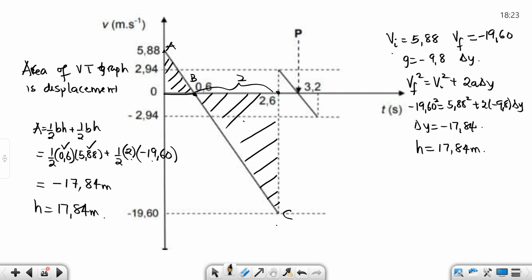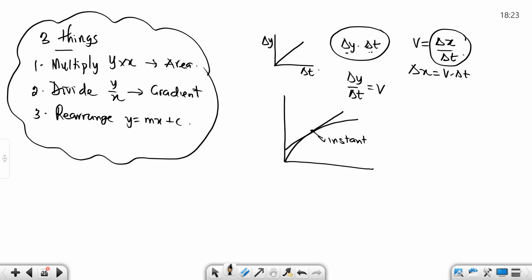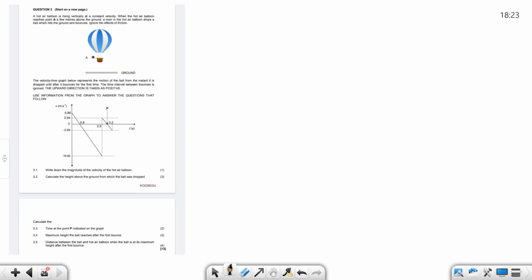Negative 19,60. Yes. Because we are dealing with displacement. Displacement is a vector quantity. So the negative comes into play. Okay, people, let's quickly answer the rest. We're just remaining with this small part. 3 questions.